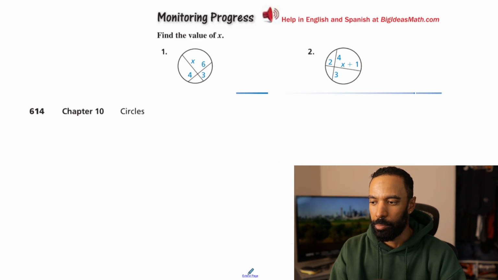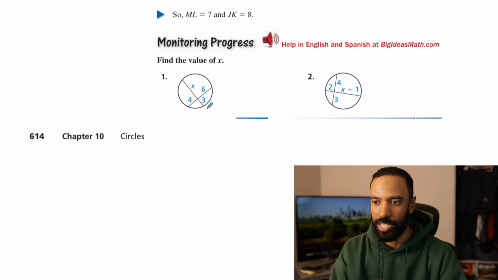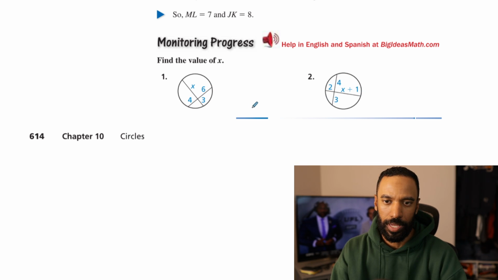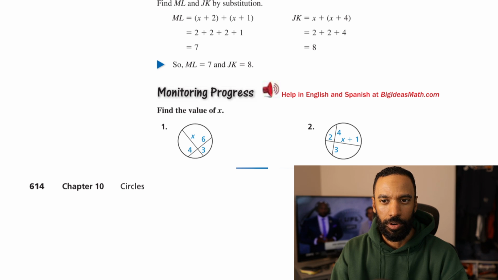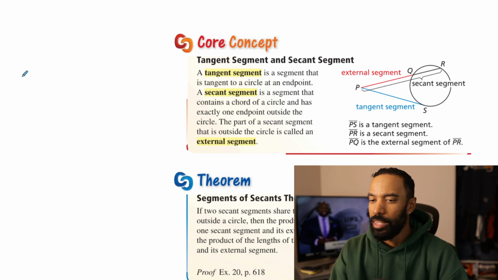They have some other ones. I'm not going to solve them, but this is x times 3 equals 4 times 6. This is 2 times x plus 1 equals 4 times 3. Those are your setups, and we'll be doing more of those. They go pretty quick. They jump into this next set.